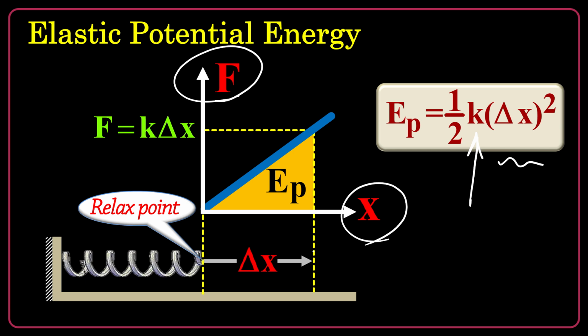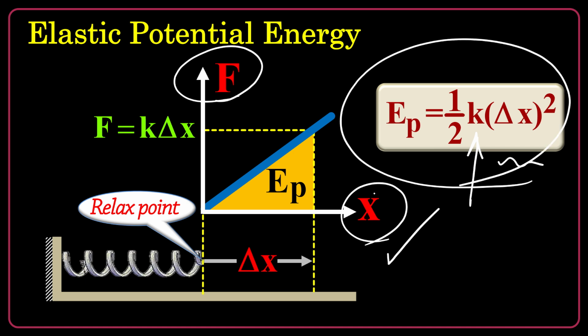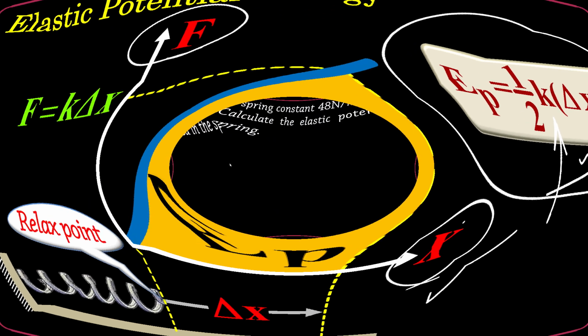I will add a very small notification here. You know that this x here is extension, but it could also be compression. Springs can have the same graph according to the compression you make. So delta x also could be compression. It doesn't matter if you extend it rightward or compress it leftward. Anyway, you have to do this work, and the potential energy stored in the system will be the same.